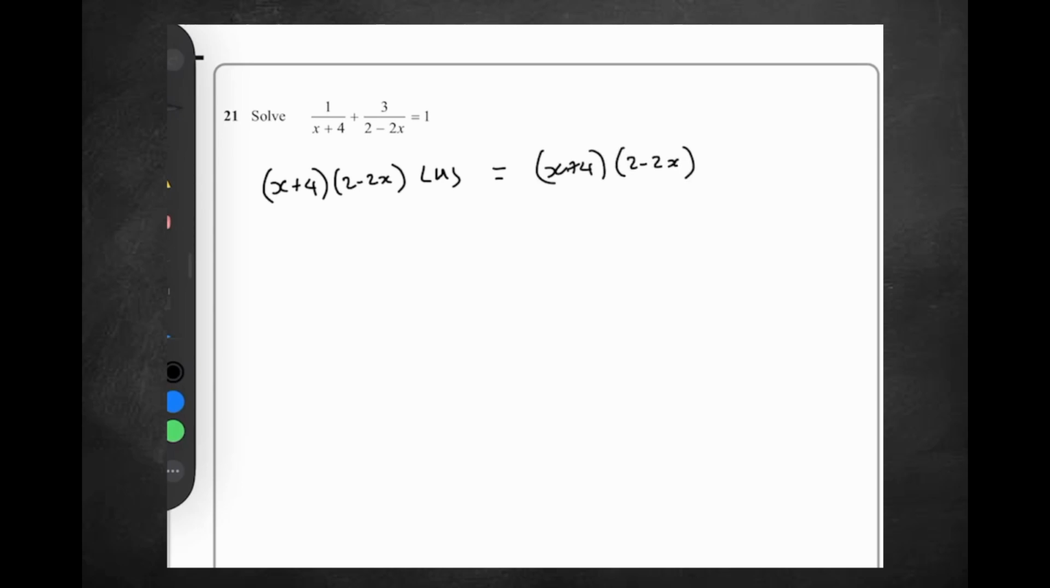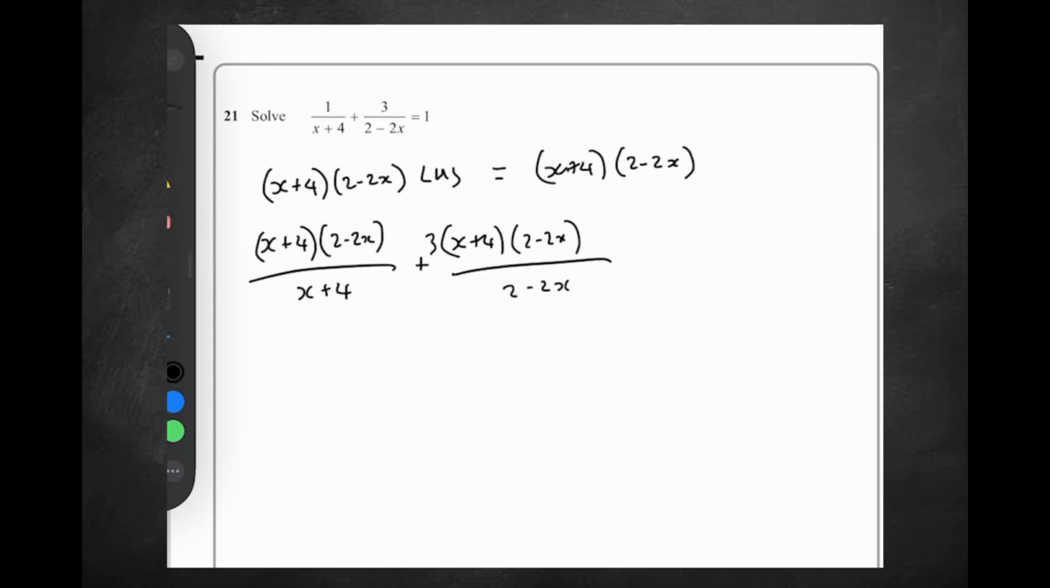So I'll now look at the left-hand side. So x plus 4 times 2 minus 2x over x plus 4, plus x plus 4 times 2 minus 2x multiplied by 3, of course, over 2 minus 2x. So left-hand side, I'm going to cancel that, cancel that, cancel that, and cancel that. So we just have 2 minus 2x plus 3 times x plus 4. Therefore, we'll expand this out. That's going to be 2 minus 2x plus 3x plus 12.